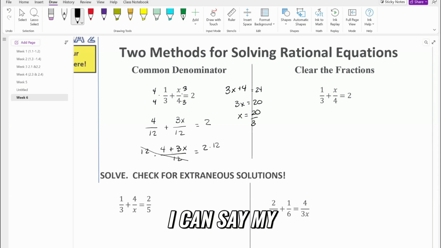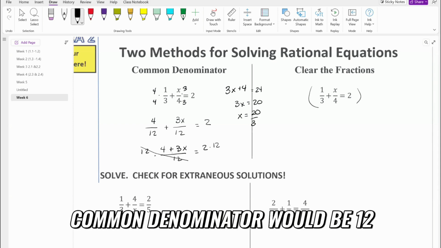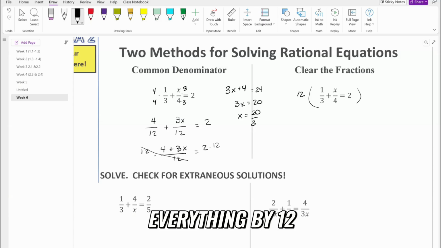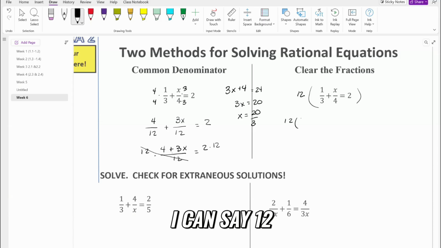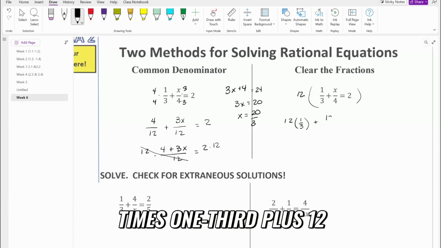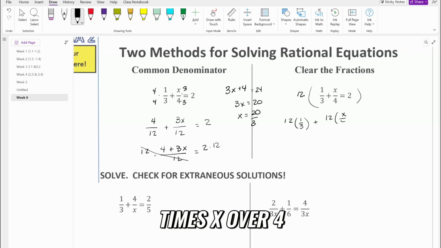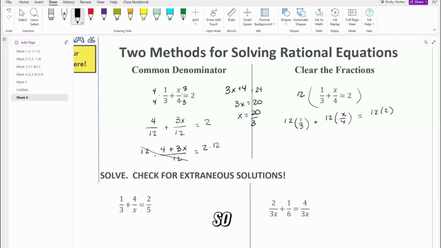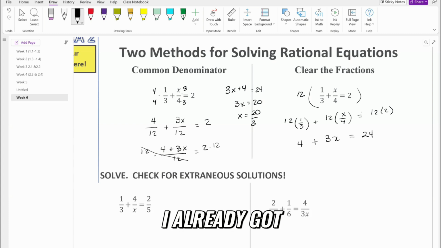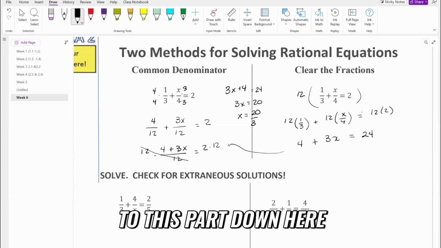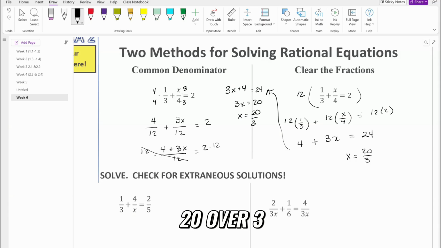Or I can say my common denominator would be 12, so I'm going to multiply everything by 12. So I can say 12 times 1/3 plus 12 times x over 4 equals 12 times 2. So 1/3 of 12 is 4 plus 3x equals 24. Oh, look, just by multiplying through, I already got to this part down here, right? 20 over 3.